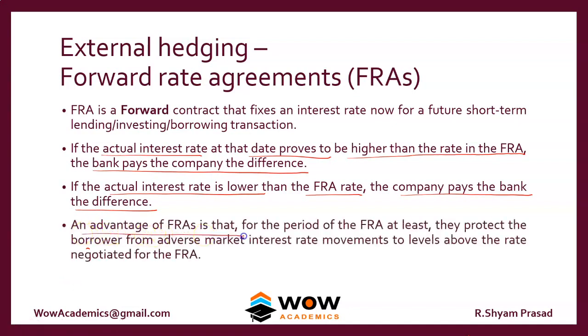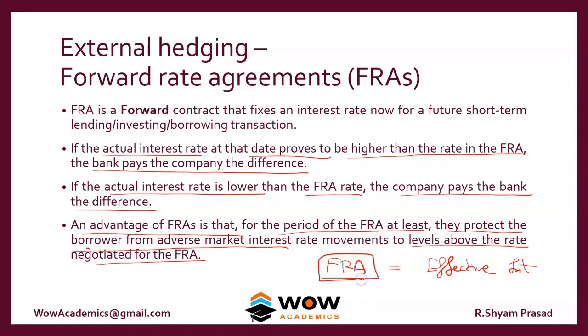An advantage of FRA is that for the period of the FRA at least, they protect the borrower from adverse market interest rate movements to levels above the rate negotiated for the FRA. That means the rate that you have fixed in the FRA is what you essentially pay as an effective interest. So once you have taken an FRA, it is like booking in advance what is the interest that you want to pay. If you buy a 10% FRA, then it means your effective interest rate is 10%. If you buy a FRA for 12%, your effective interest rate is 12%. So that is about the FRA contracts.